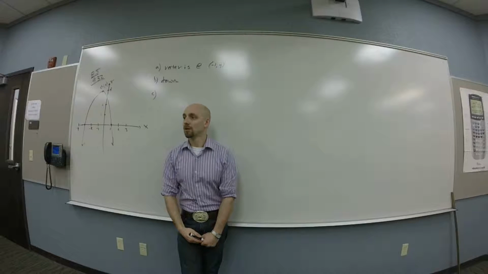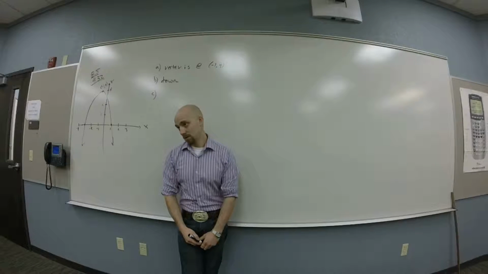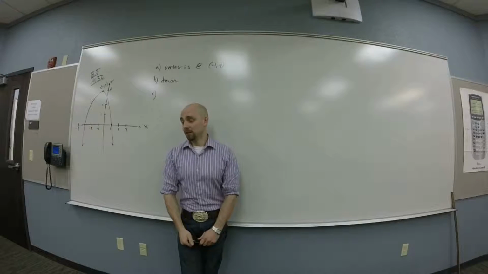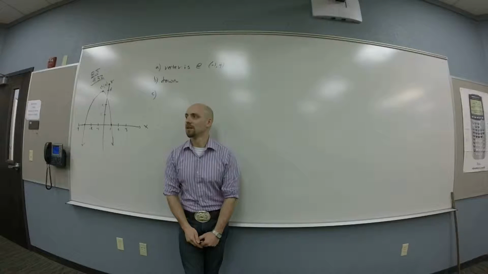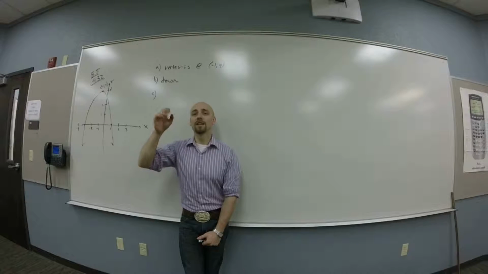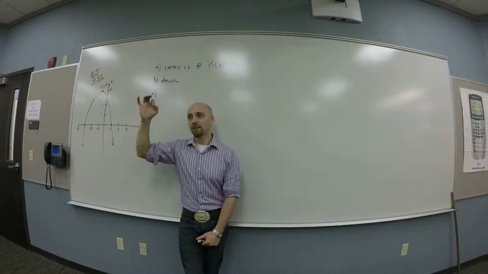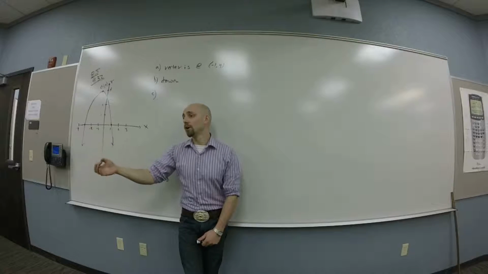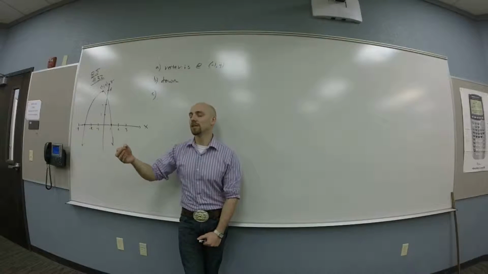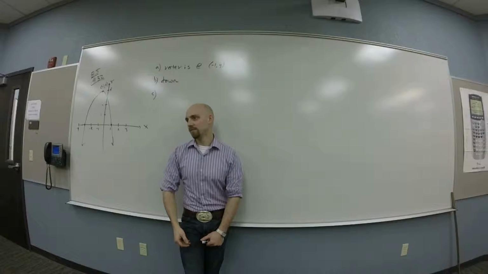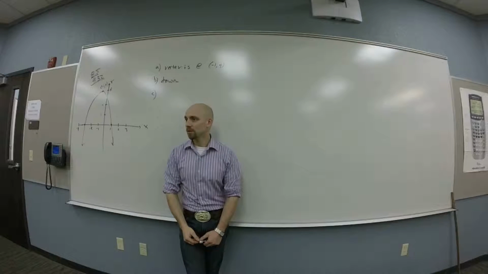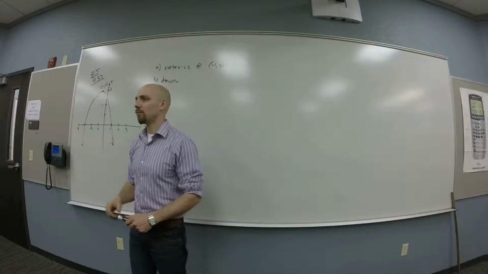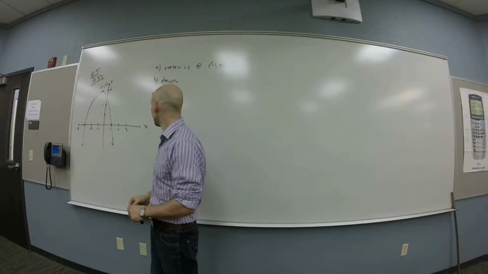If there's no graph, how do you tell if it opens up or down? Good question. What are you guys looking at? You're looking at the coefficient on the x squared term, right? The number attached to x squared, and wondering whether it's positive or negative. If it's positive, it opens up. If it's negative, then it opens down. That's from that 12.3 stuff, right? The negative makes a vertical flip.